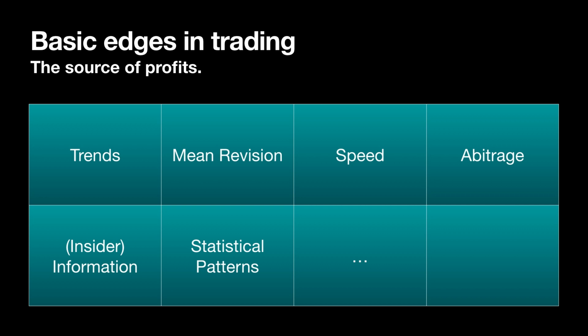Speed is another edge, and I think speed is not something where you can benefit as a retail trader. If you think about speed, you can think about market making strategies, and if you think about market making strategies, you very quickly come to HFT, high frequency trading. And high frequency trading is something which uses the speed edge in the extreme.